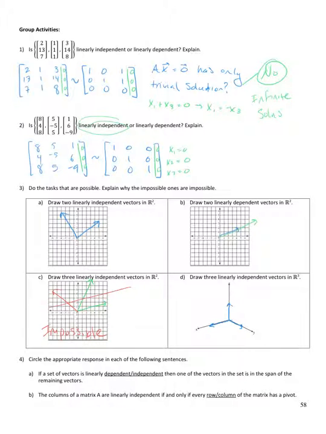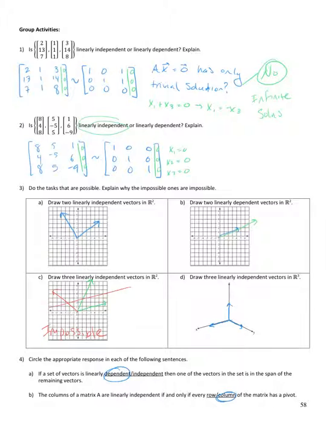Okay, circle the appropriate response. If a set of vectors is linearly blank, then one of the vectors in the set is in the span of the remaining vectors. That would be dependent. The columns of a matrix A are linearly independent if and only if every row or column has a pivot. So it is every column. That's how you're going to get a unique solution.